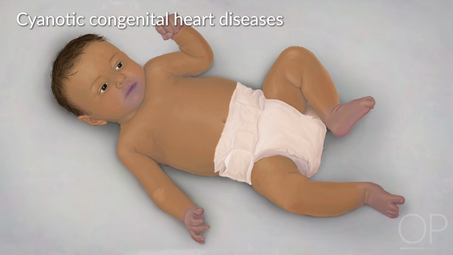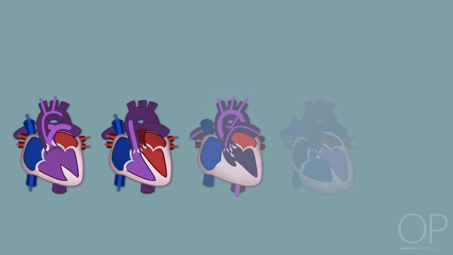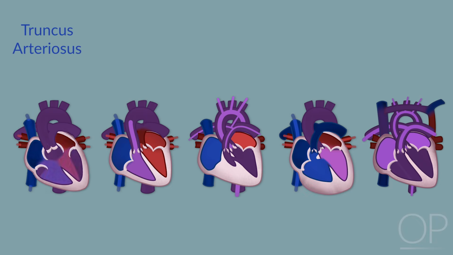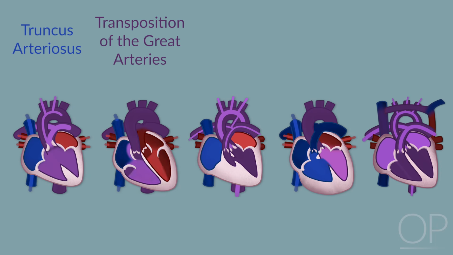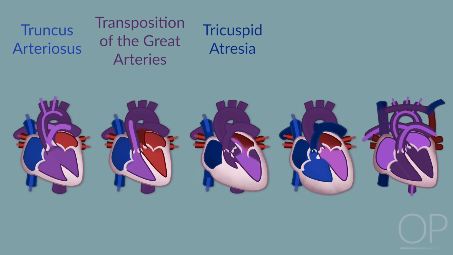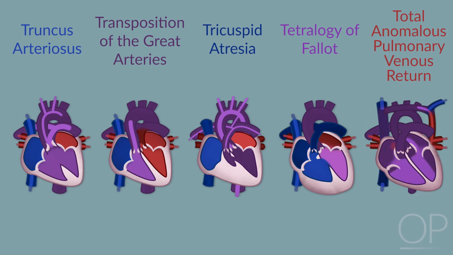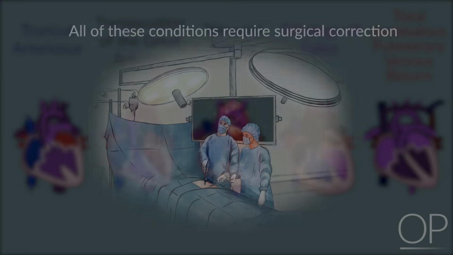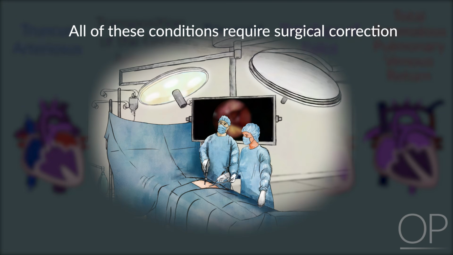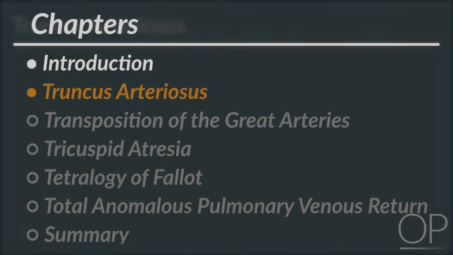The common cyanotic congenital heart diseases are often referred to as the 5 T's: Truncus Arteriosus, Transposition of the great arteries, Tricuspid Atresia, Tetralogy of Fallot, and total anomalous pulmonary venous return. All of these conditions require surgical correction, but a more detailed discussion of surgical management is out of the scope of this video.